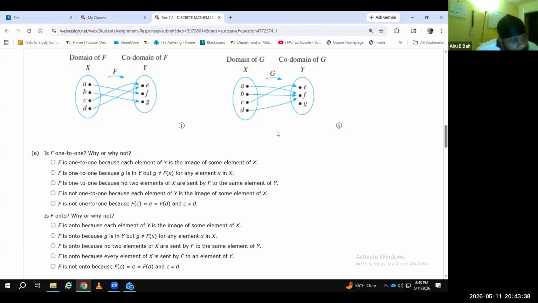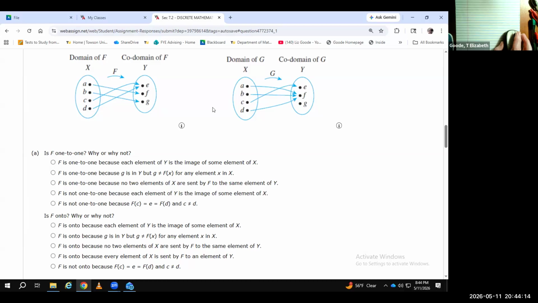Oh, I've got to look at that. Fine. So which one of these is saying that C and D are both pointing to E, but C and D are different? Oh, the last one. That's right.